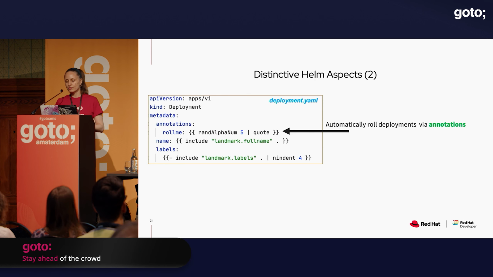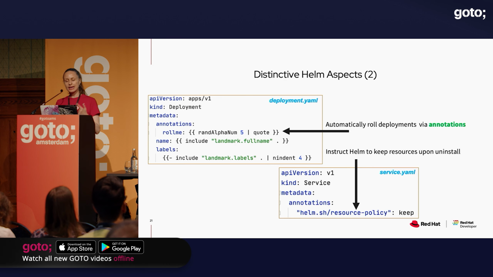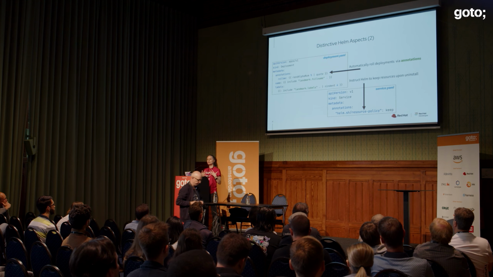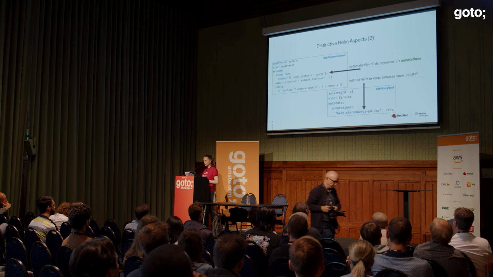Besides the automatic roll of deployments via annotations, when you uninstall things, you can actually instruct Helm to keep resources on uninstall. So when you're doing Helm uninstall, because earlier I did Helm install, if I have this resource policy annotation, helm.sh/resource-policy: keep, for my service, it will still be there upon my uninstallation. So you can do this and protect those resources that you still want to keep.